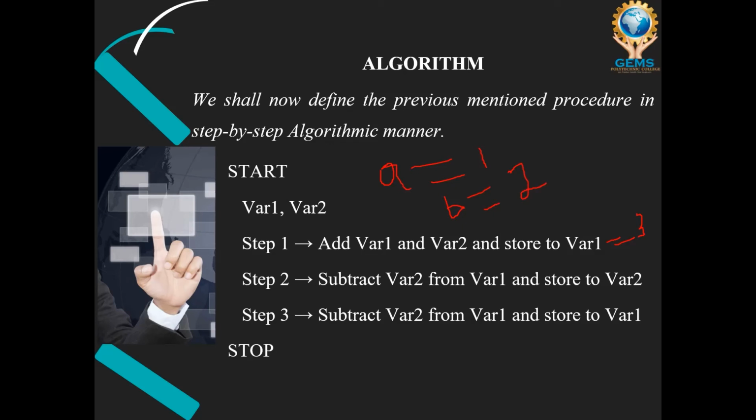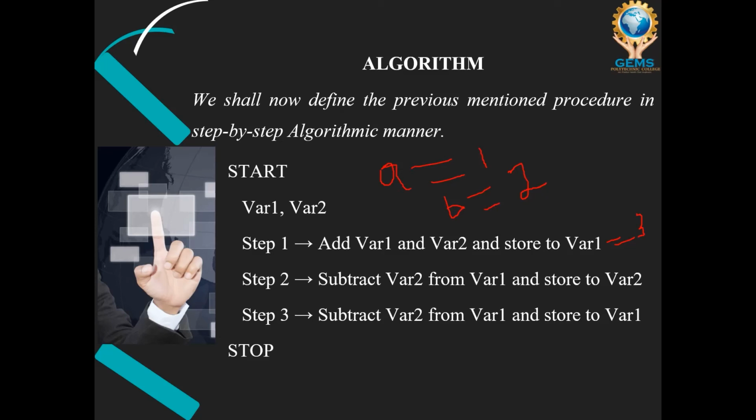Now A is nothing but variable 1 and B is variable 2. So now variable 1 and variable 2 in step 1 are added and that is stored in variable 1. So 1 plus 2 is added in variable 1, that is 3.